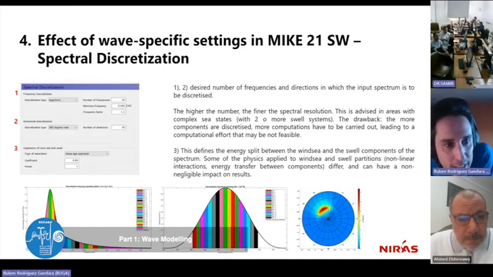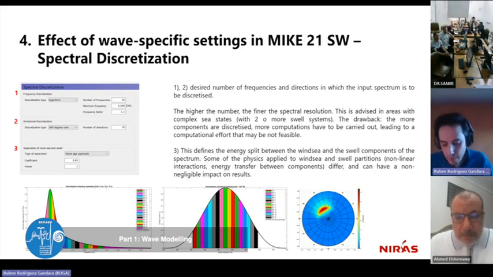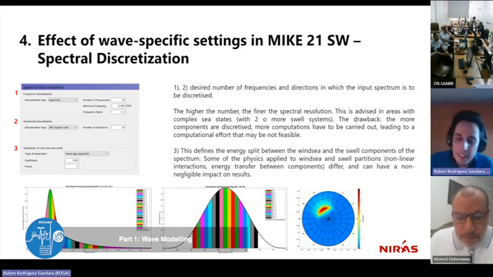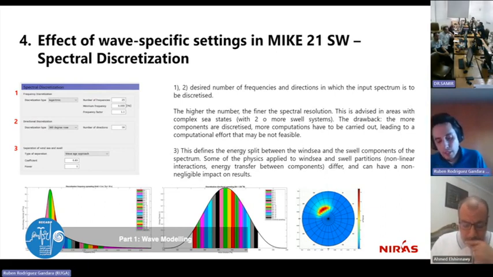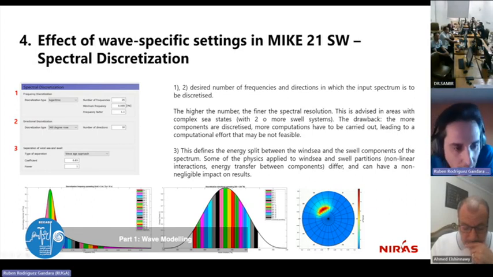The following one is spectral discretization. Well, I spent a lot of time last week introducing you to what a wave spectrum is, what a 1D spectrum is, what a 2D spectrum is, and how to compute a 2D spectrum starting from just a 1D spectrum. This is the frequency spectrum. So, in the first section, you have to define the type of discretization of your frequency spectrum.